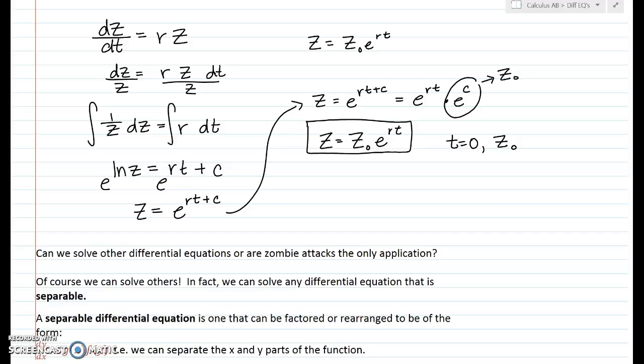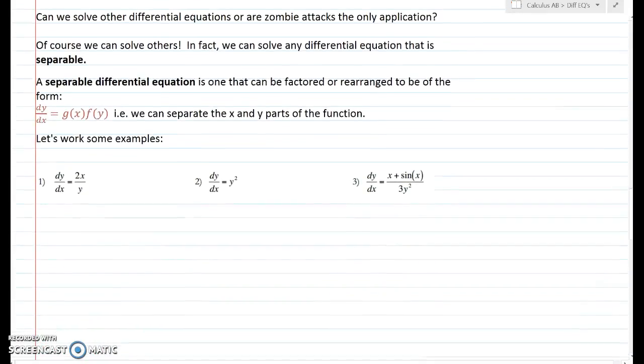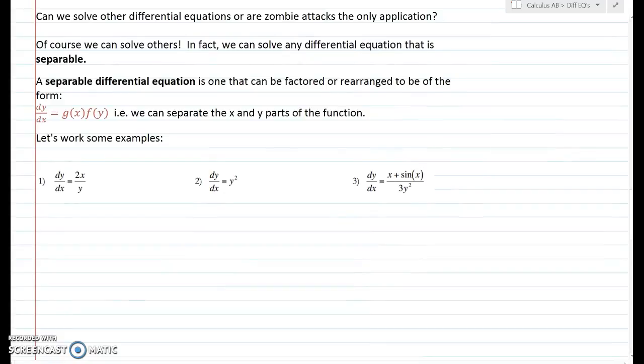This is just one differential equation. We can solve lots and lots of differential equations, and in fact there are tons and tons and tons. We are only going to learn how to solve the type that is separable. Separable means that it can be rearranged so that all of the y's and dy are on one side, x and dx on the other side.